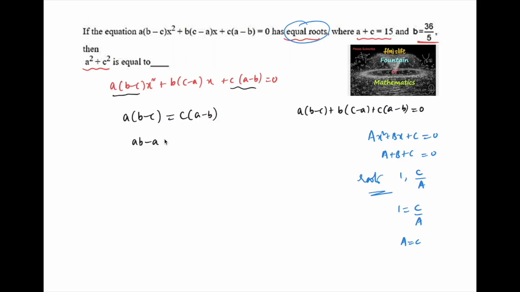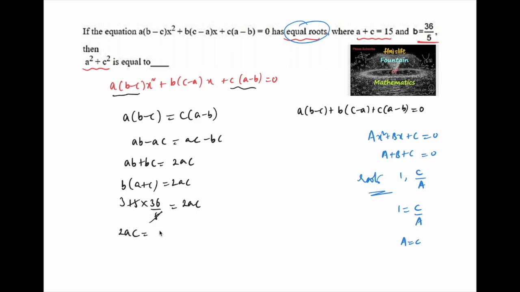That is ab minus ac is equal to ac minus bc. Or we can also write ab plus bc is equal to 2 times of ac. Or b taken common, a plus c is equal to 2 times of ac, and the b value is given 36 upon 5 and a plus c is given 15. So 15 into 36 by 5, which is equal to 2 times of ac, that is 2 times of ac is equal to 108 and ac is equal to 54.